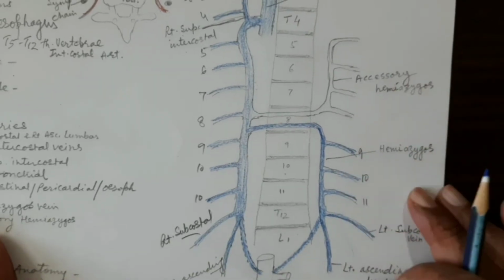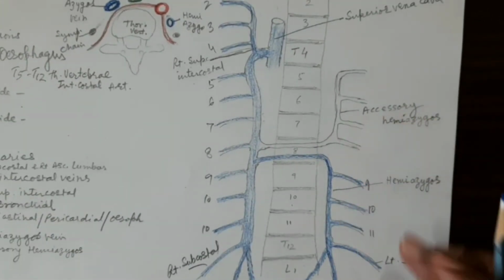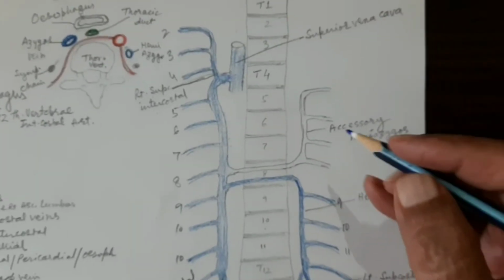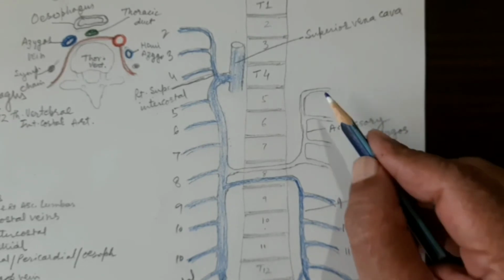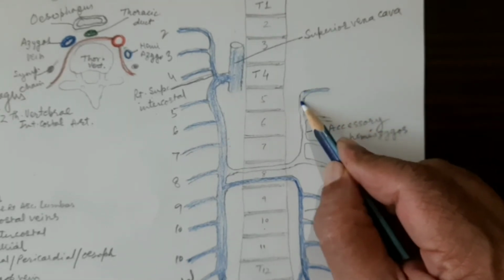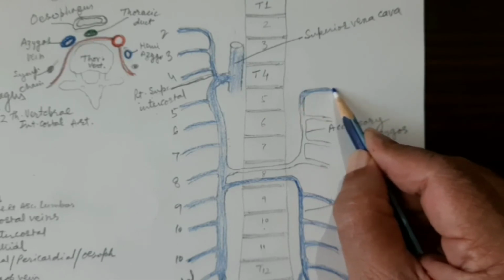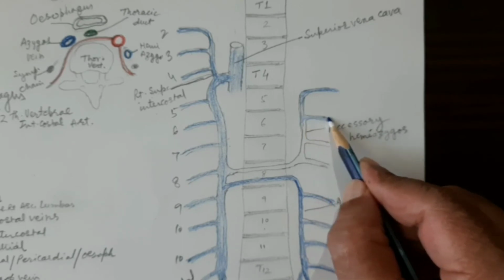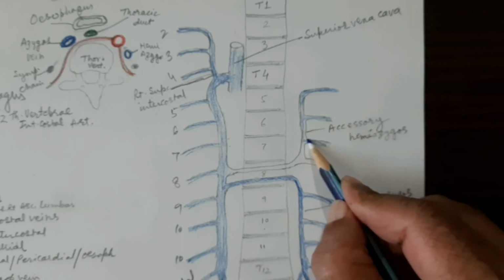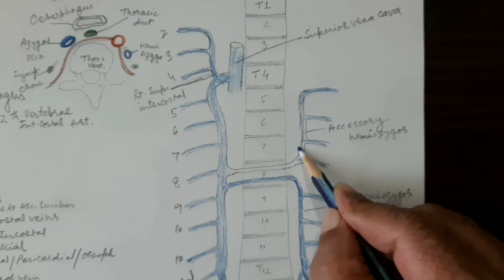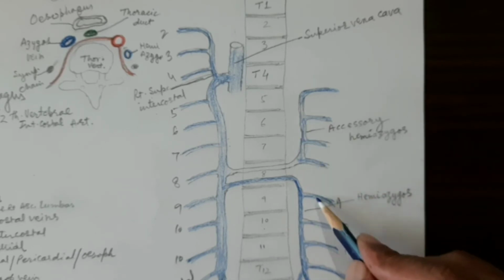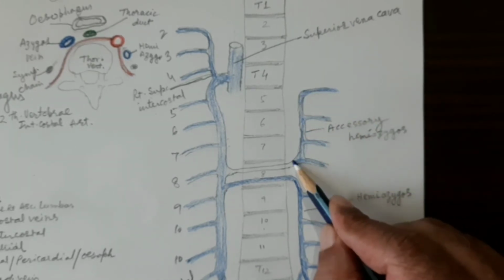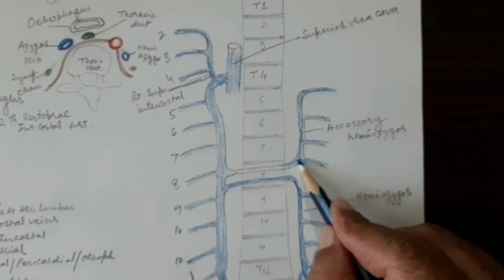Now the upper intercostal spaces are drained by another set of veins called the accessory hemiazygos. And how is the accessory hemiazygos formed? By draining the blood from the 5th intercostal space through the left posterior intercostal vein, then the 6th left posterior intercostal, then the 7th, and the 8th left posterior intercostal. If it is not going into the hemiazygos, then it will go into the accessory hemiazygos.